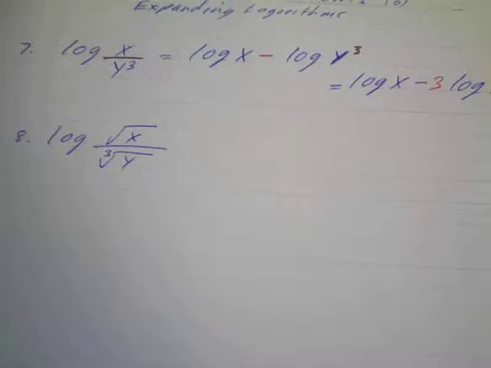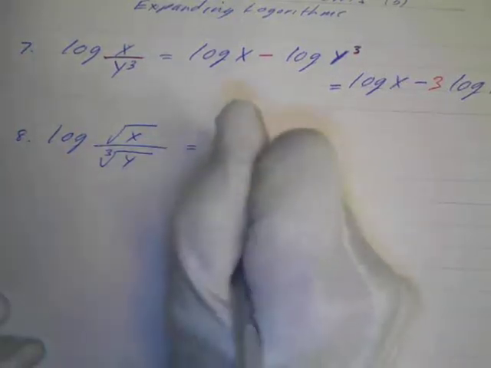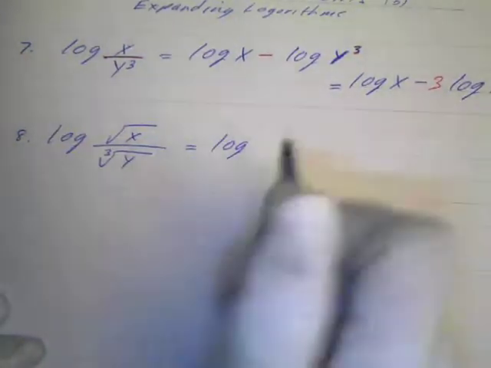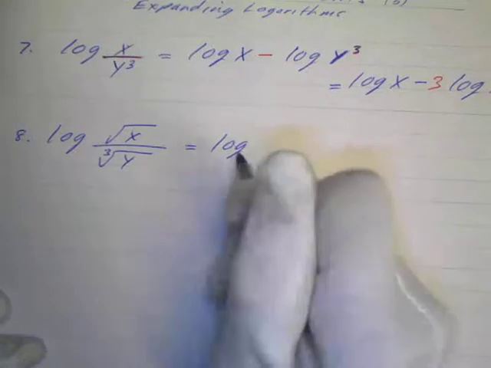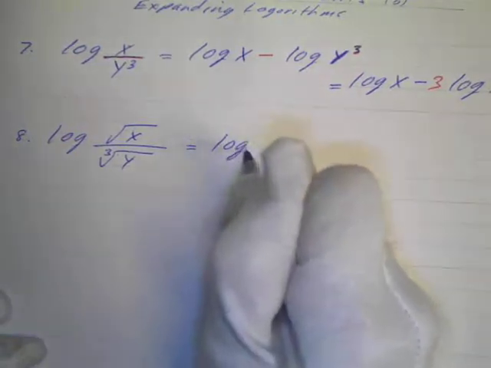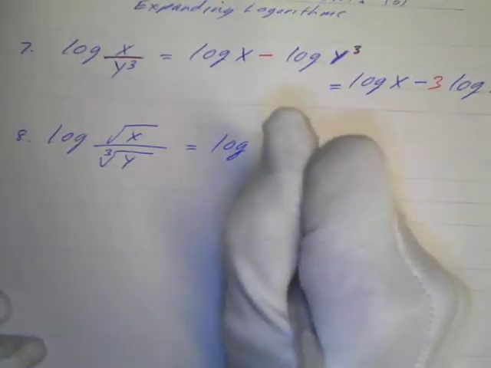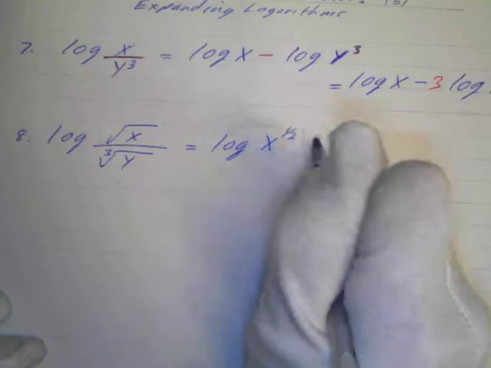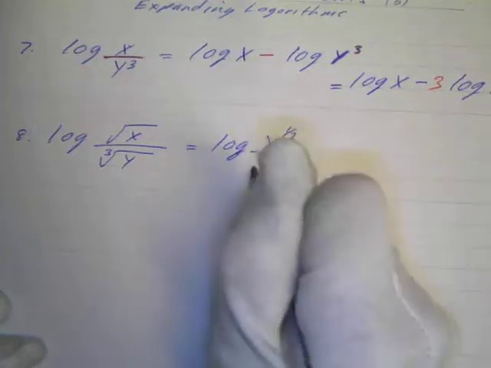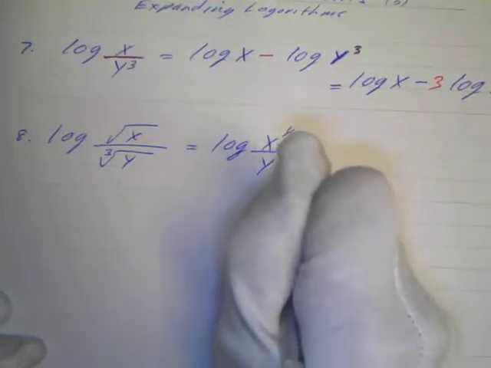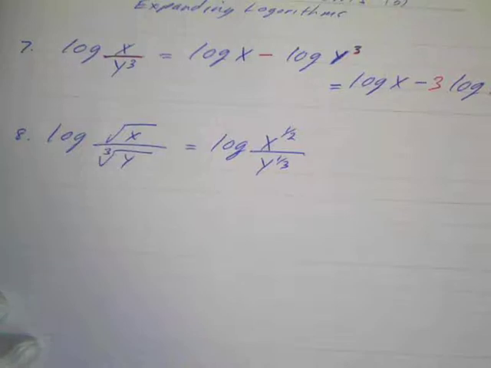Let's take a look at number 8. The first thing we're going to do is, remember, we don't like roots. We change everything to exponential form. So we'll rewrite this as the log, and remember, this can be any base. I'm just using log to save writing here. x to the 1/2 divided by y to the 1/3.